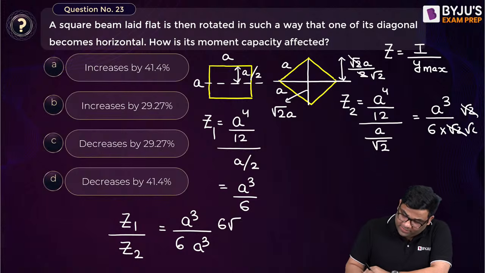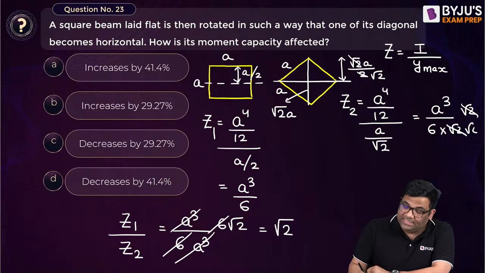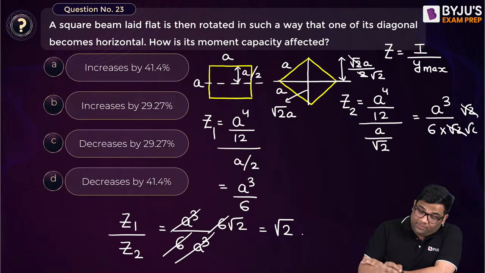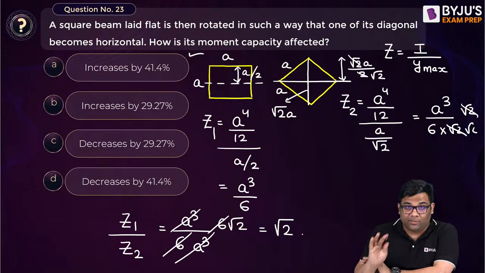And then root 2. Yes, correct. So a cube gets cancelled. I get what? Z1 by Z2 is equal to root 2. Z1 by Z2 is equal to root 2. Now, here many people are thinking this is the right answer, but you have to analyze properly.